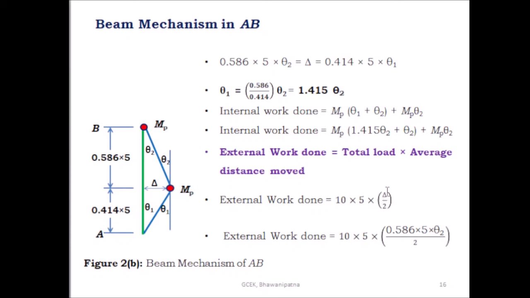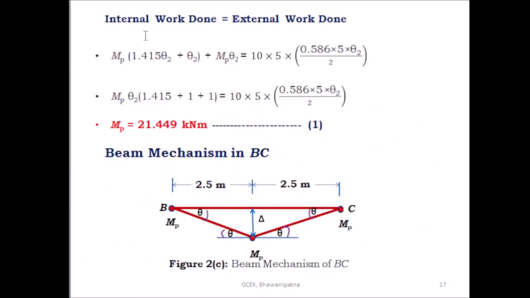But we know delta is equal to 0.586 into 5 into theta 2. Here you put the value of delta, then the external work done is equal to 10 into 5 into 0.586 into 5 into theta 2 divided by 2. So this is the external work done, and this is the internal work done. Then equate the internal work done with the external work done.